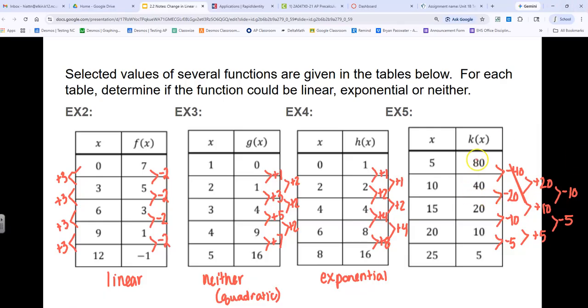And is there a number I can multiply by that would give me each one of these successive terms? I can multiply by 1/2, right? And that would work. So this one is also exponential.